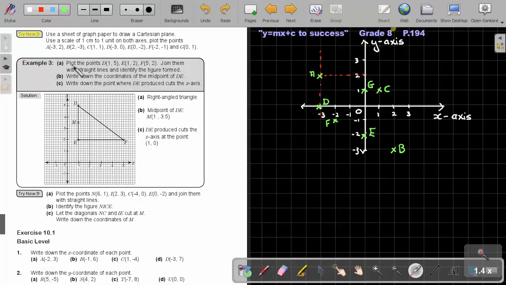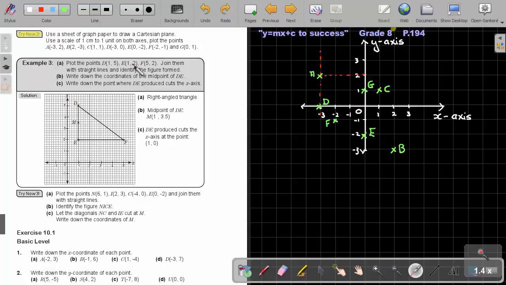In the next example, they say, plot the points, join them with straight lines, and identify the figure formed. Write down the coordinates of the midpoint of DE. Write down the point where DE produced, meaning extended, cuts the x-axis. Okay, so first we're going to make our axis. Then we're going to plot at 1 and 5.